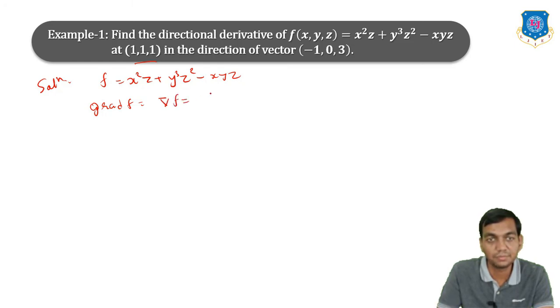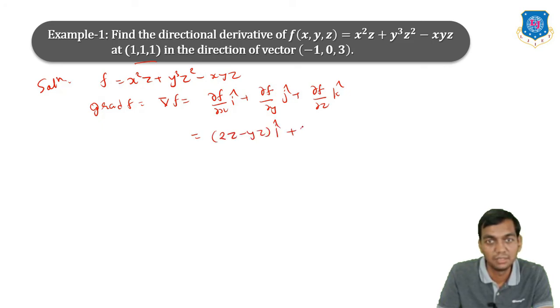that will be del f by del x into i, del f by del y into j, del f by del z into k, and that will be: derivative with respect to x is 2xz minus yz into i, derivative with respect to y, that will be 3y square z square minus xz into j, and derivative with respect to z, that will be x square minus xy into k.